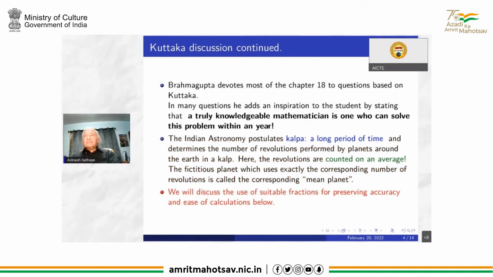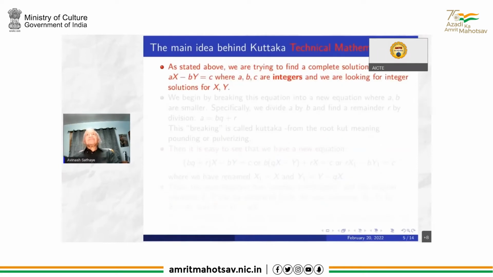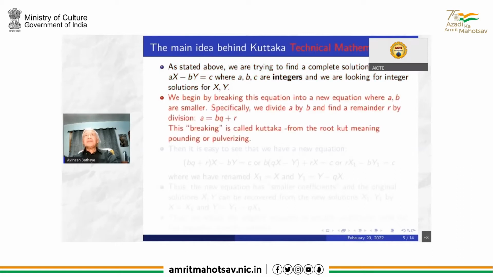Now this page and the next page are going to have some complicated mathematics, so please bear with me. As stated above, we are trying to find a complete solution to ax minus by equal to c, where a, b, c are integers, and we are looking for integer solutions. We begin by breaking the equation into a new equation, where a and b are smaller.